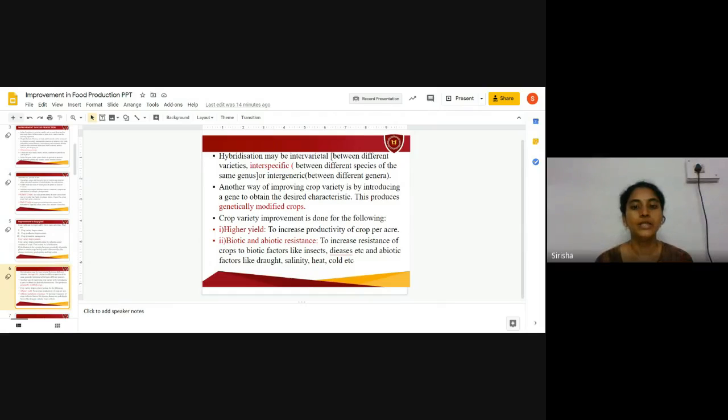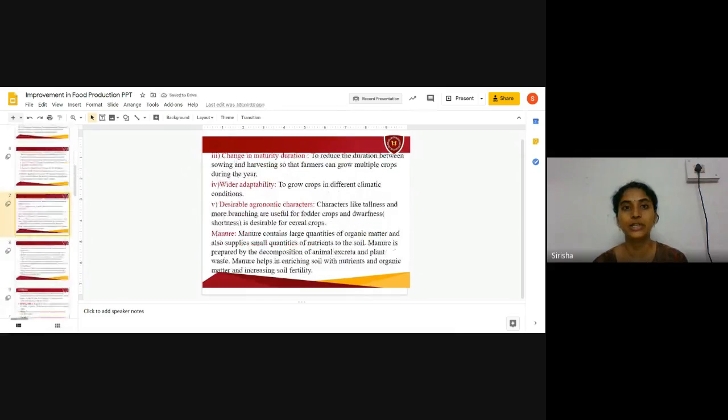Next, crop variety improvement is done for the following. First, you have to get higher yield. Next, it should be resistant to biotic as well as abiotic stresses. And you have to change the maturity duration. That means you should reduce the duration between sowing and harvesting.